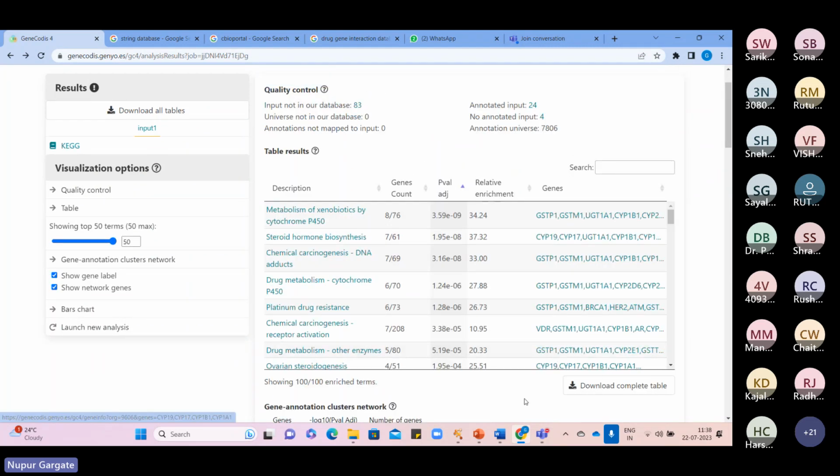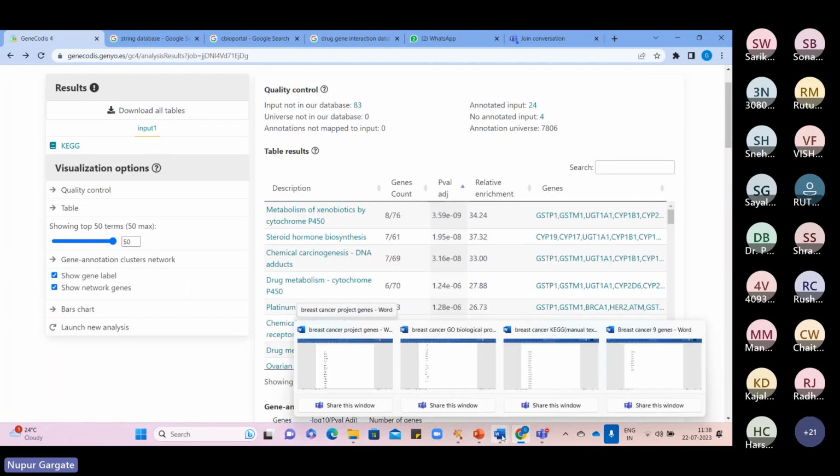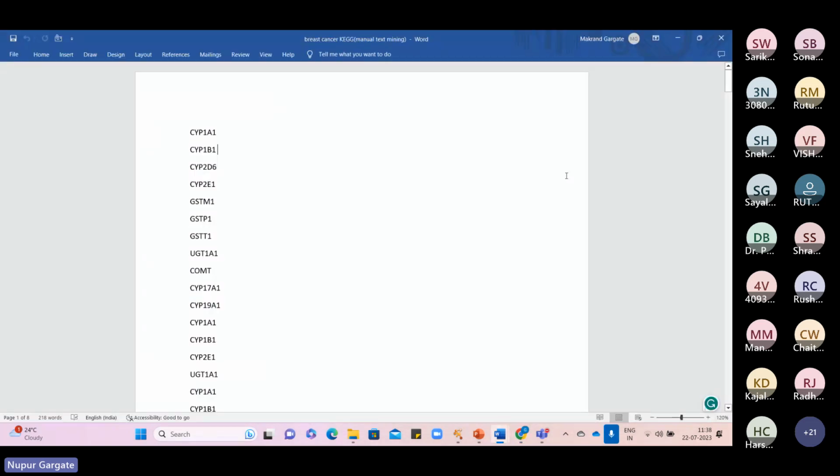Again, I have copied and pasted all these genes because we want to obtain a network of genes in STRING. So here I have copied all the genes. Again, I will select all these genes, and now we will obtain the network using STRING.